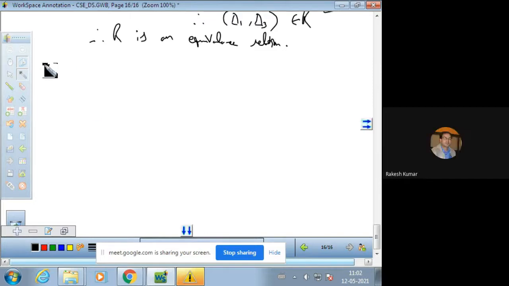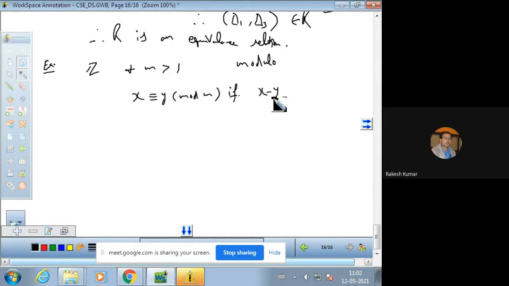Now we have another example. Consider the set of integers and an integer m greater than 1. We say that x is congruent to y modulo m. It can be written like this, with this symbol for congruent to modulo m. Now what does it mean? It means x minus y is divisible by m.